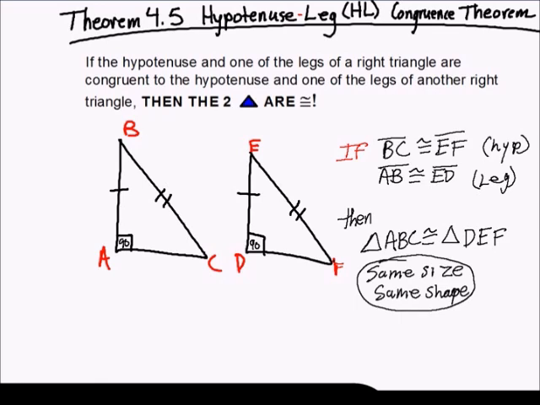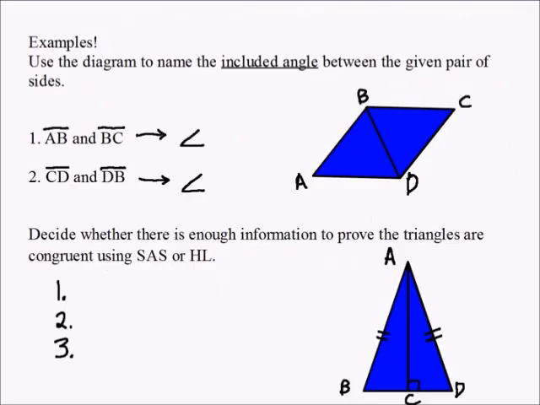So we have our ammunition. Let's go ahead and look at some examples. First example, use the diagram to name the included angle. So the angle in between the given pair of sides.